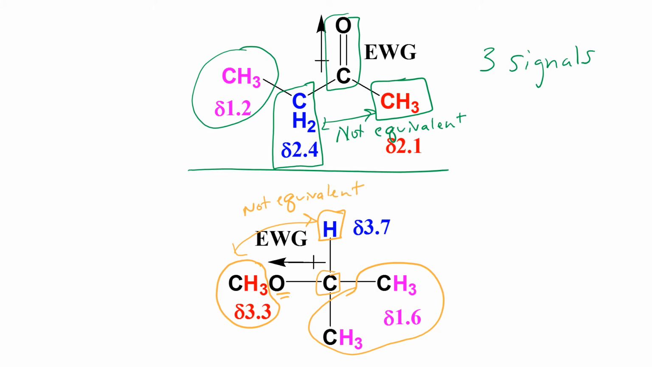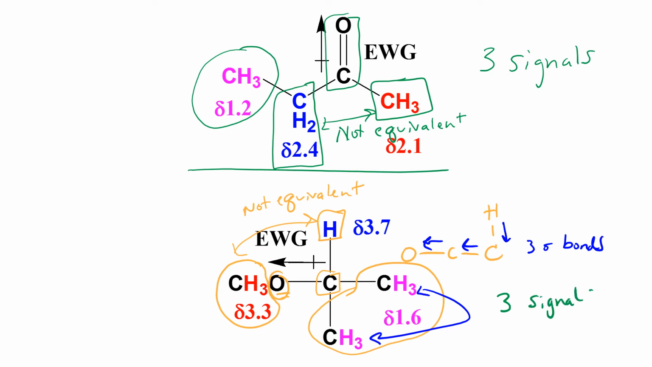And then you have these 6 pink protons, which are the same distance from this oxygen here. If we were to count in sigma bonds, it looks something like this. And so you have 1, 2, 3 sigma bonds away. All of these protons are in the same position, and their orientation in space is the same as well. And so they're experiencing the same magnetic environment. So once again, we would expect 3 signals from this ether.